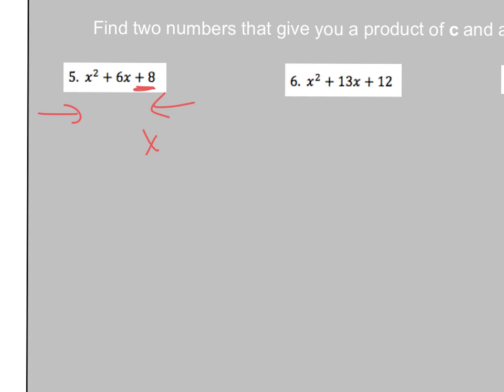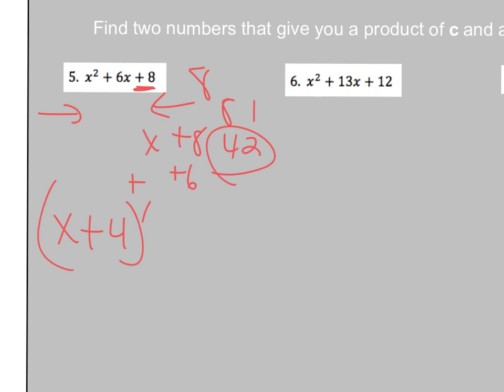I want to know what multiplies to get positive 8 but adds up to a positive 6. All right, so what multiplies to 8 but adds up to 6? If you're not sure, start listing off factors. So you get 8 and 1, 2 and 4. Well, 2 and 4 are my factors. So I'm going to go x plus 4, x plus 2. There's my solution.